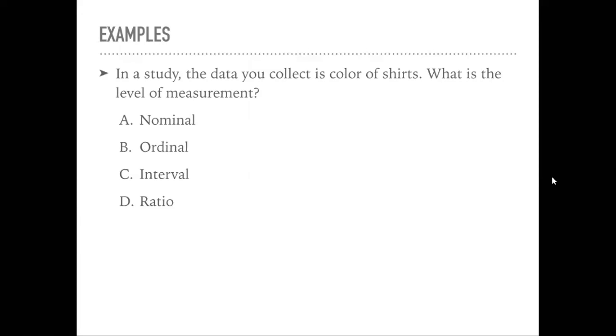Next, in a study, the data that you collect is color of shirts. What is the level of measurement? So thinking about color of shirts, it's qualitative data. So that was either nominal or ordinal, but there's no ordering of which is the best color of shirt. And so this would be nominal data.